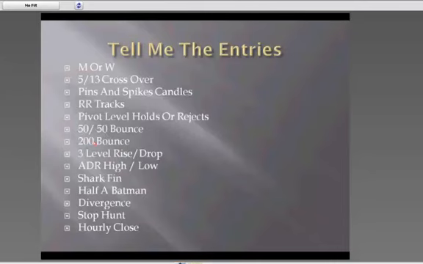3-level rise or drop. If you see 3 levels of rise or drop, that's an entry. It starts setting up with the other things coming together. The ADR high-low is met or exceeded. Shark fin, absolutely. Blood in the water, half a Batman. Divergence at the right segment of the market. Stop hunt, the hourly close. Those are entries and confirmations of entries.